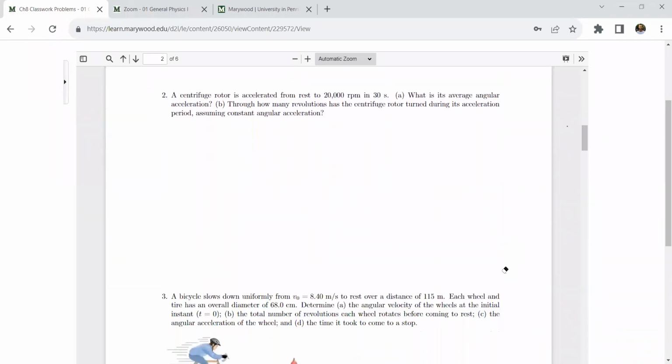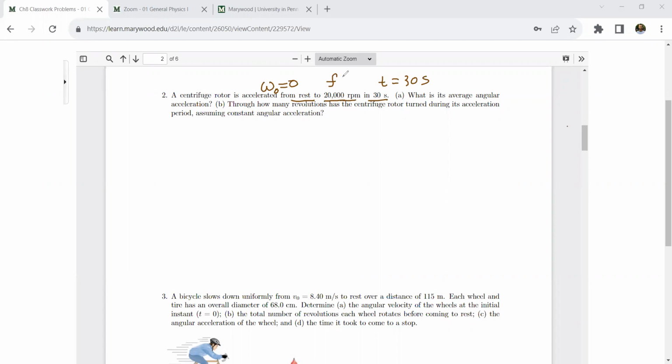Number 2. What we have here is a centrifuge rotor that is accelerated from rest, so omega 0 equal to 0, to this RPM in 30 seconds. So t equal to 30 seconds, but here this is frequency in RPM.